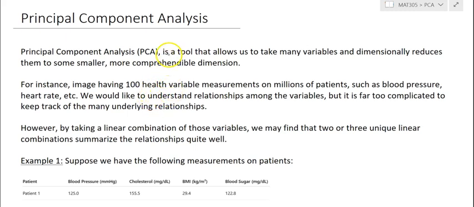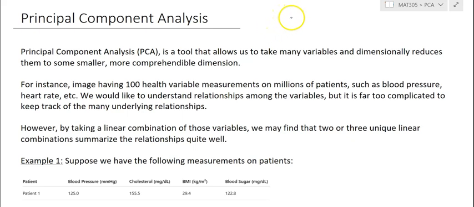An incredibly powerful tool in AI and machine learning and data science as a whole is a technique called principal component analysis, or PCA. It is a tool that allows us to take many variables and dimensionally reduce them to some smaller, more comprehensible dimension.